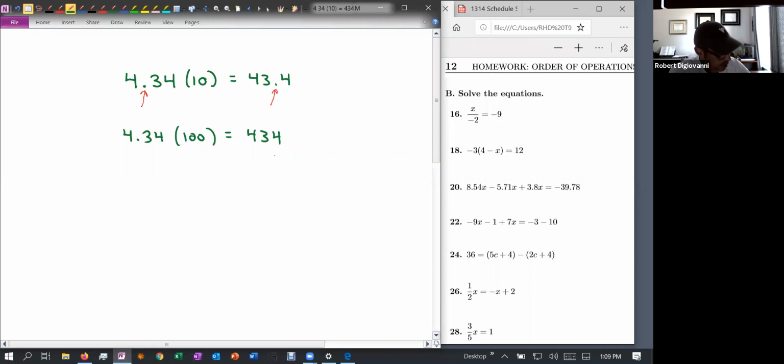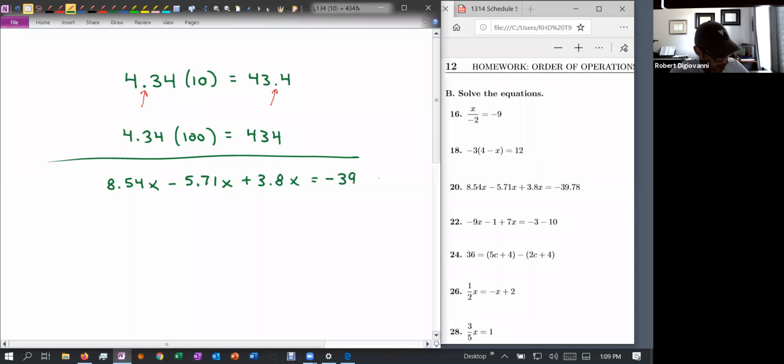So if we take this problem, number 20, and we go 8.54x minus 5.71x plus 3.8x equals -39.78. First, we make sure it's a linear equation in one variable, which it is. Then we go to simplify, right? Well, you remember how we cleared the fractions before? Here, what we're going to do is called clearing the decimal.